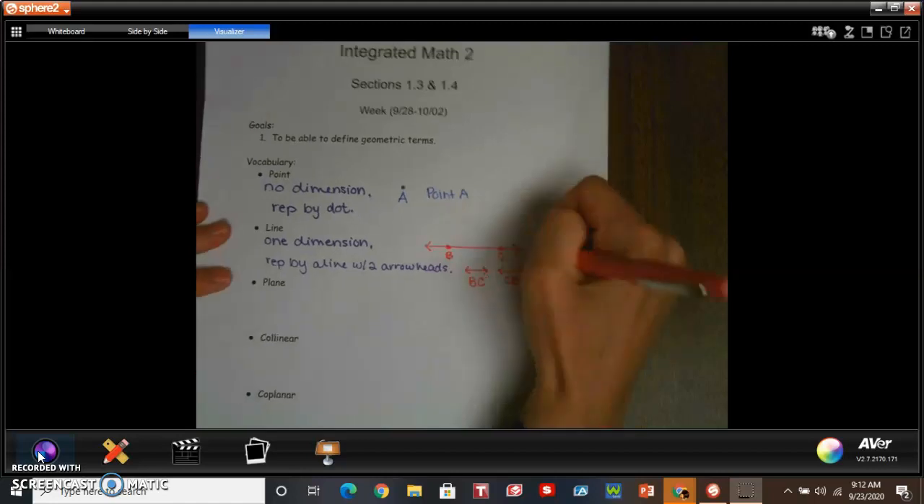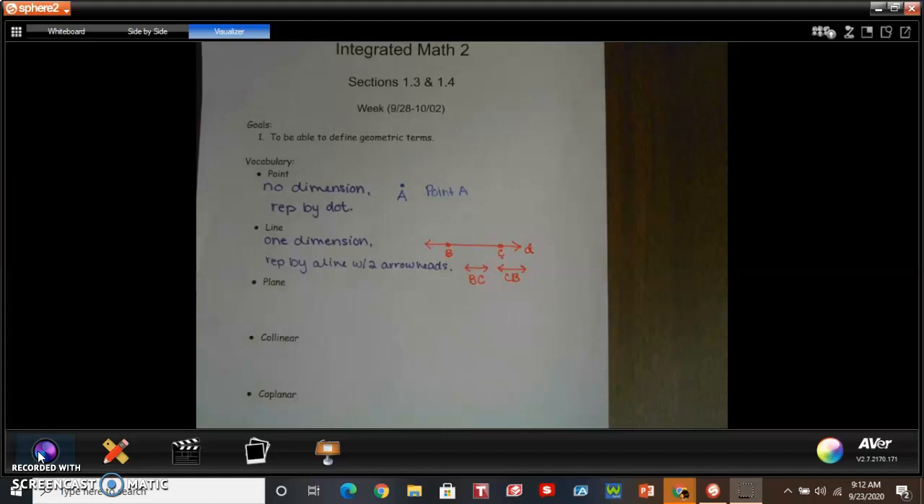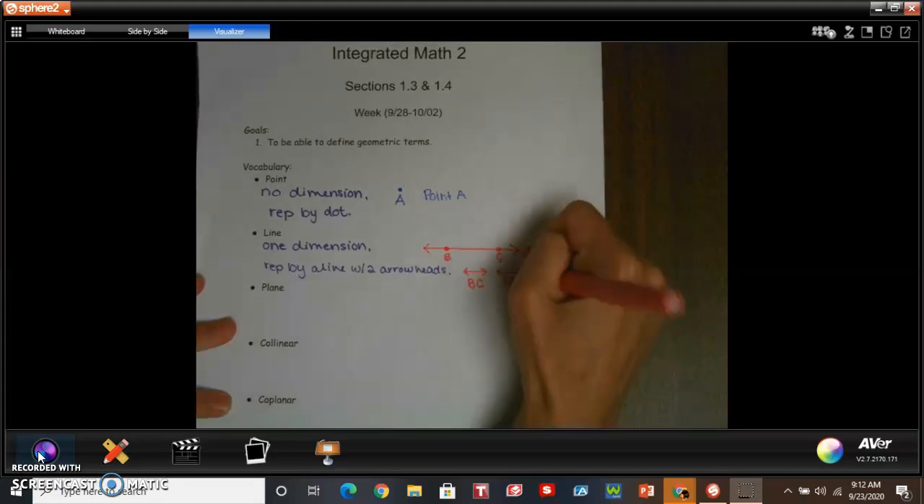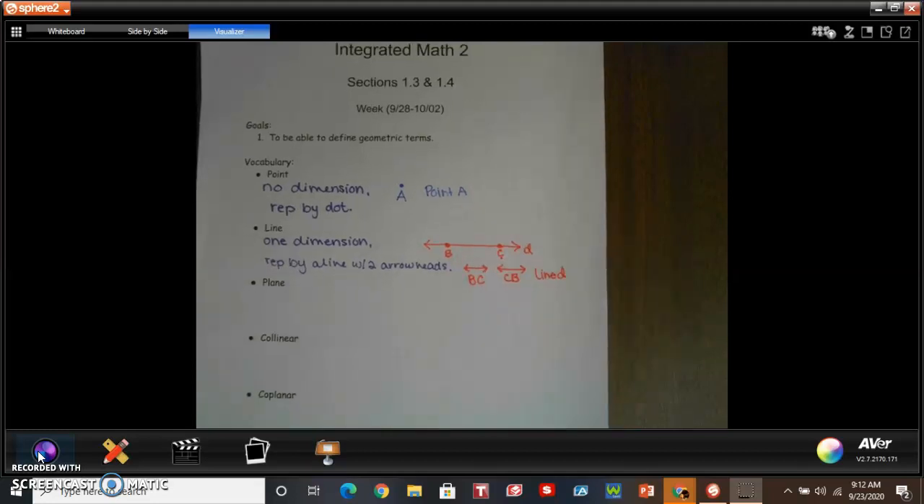Now also, sometimes you'll see a line and it'll have a lowercase, cursive, or italicized letter at the end. That is another name for it. We could call this line D. Okay?